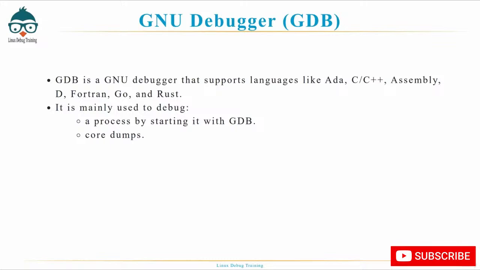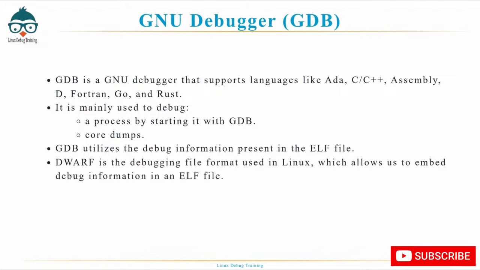When a program crashes, the operating system can create a core dump to assist with debugging and diagnosing the cause of the crash. GDB utilizes the debug information present in the ELF file. DWARF is the debugging file format used in Linux, which allows us to embed debug information in an ELF file. The DWARF format consists of a series of data structures that describe the various elements of the program being debugged, such as functions, variables, and types. Each data structure has a tag that specifies the type of element it represents and a set of attributes that provide additional information about that element.